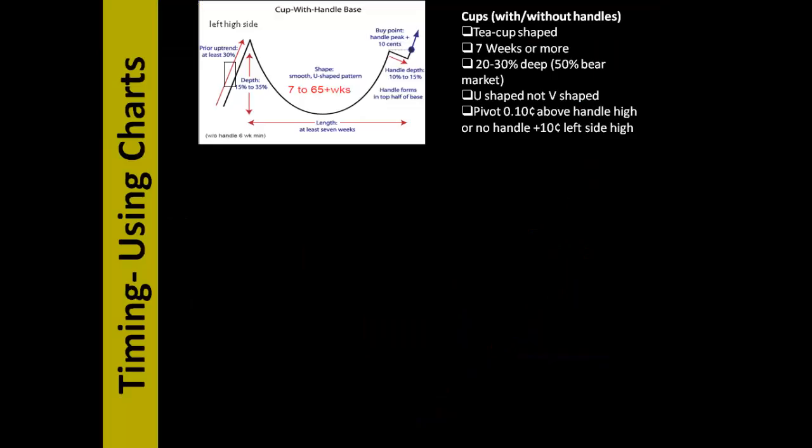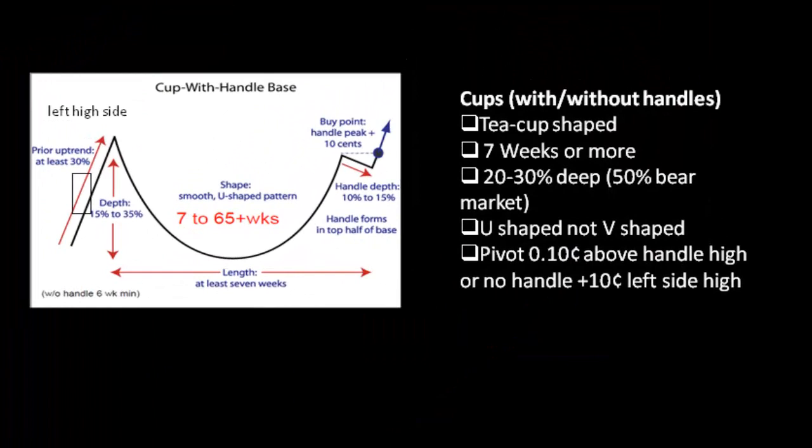We've got a few patterns that we pay attention to. We have cups with or without handles, and I'm not going to get into a lot of detail, but we will go over some of the basics. So you've got a few key components that will tell you whether or not this cup is going to be successful or not. It's shaped like a teacup when you look at it from the side. You've got a base or consolidation area that's 7 to 65 plus weeks or more.